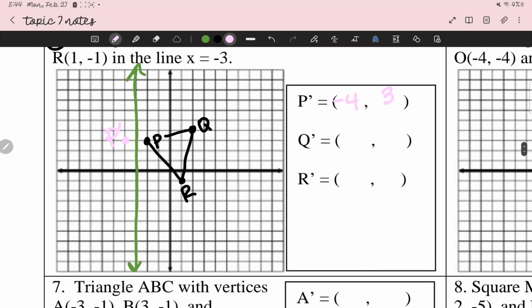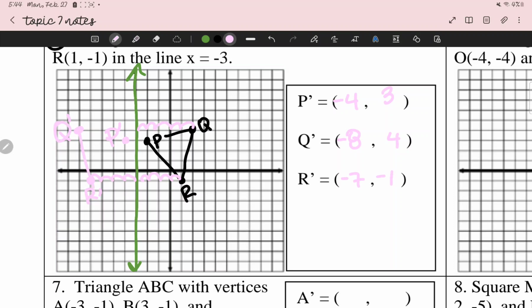Then I have my Q, which is 1, 2, 3, 4, 5 away. I'll do a 5 away on this side as well. It'll be up here. That is -8, 4. And then my R is 1, 2, 3, 4 away. So 1, 2, 3, 4 away is my R prime. And that is 1, 2, 3, 4, 5, 6, -7, -1.